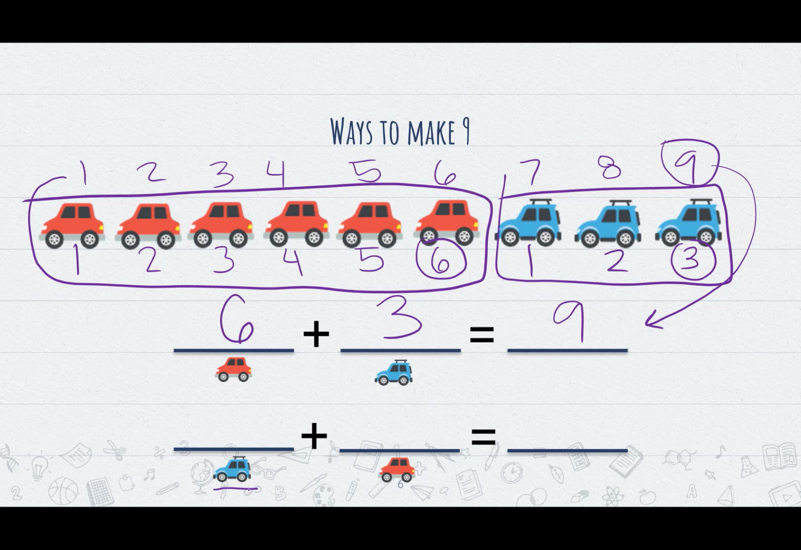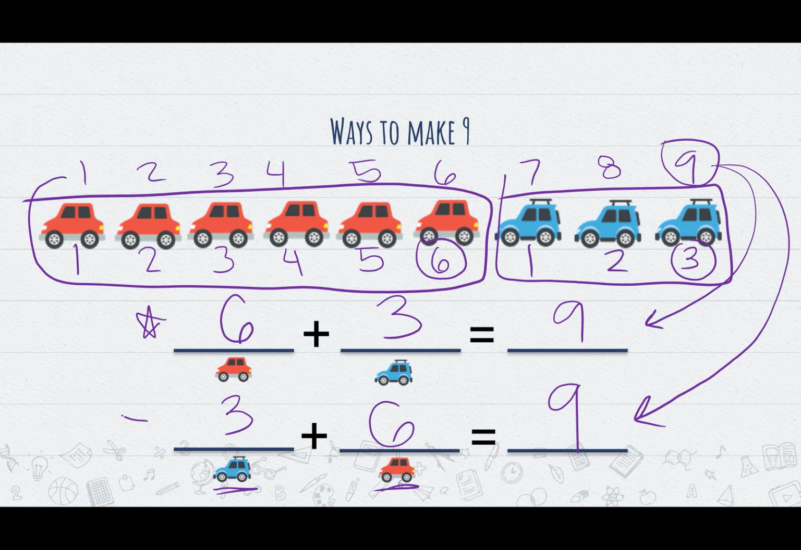And if I start with my blue cars, I have 3. And then I add my red cars, I have 6. And all together, that makes 9. So let's read our addition sentences. So this one reads 6 plus 3 equals 9. And then this one reads 3 plus 6 equals 9. So there's another way to make 9, is to have a group of 6 and a group of 3.